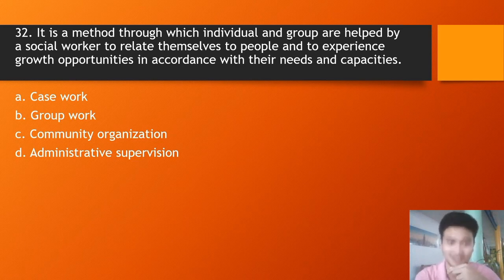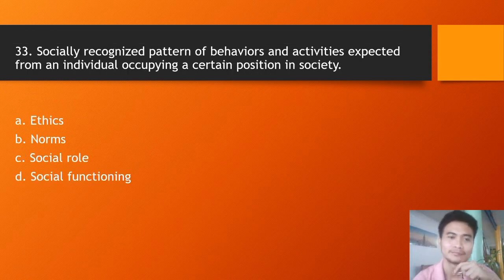So this is group work. Kasi hindi naman siya casework, no? Obviously kasi individual lang possible that there is casework, but through group experience, through growth opportunities, so it is group work. Number 33. Socially recognized pattern of behaviors and activities expected from an individual occupying a certain position in a society. This is what we call social role. No? Social role is the set or the pattern of expected behavior out of your status. Example, your status is boyfriend or girlfriend, or as a mother, as a father. Yun yung status, no? Yan yung rank in a given society.